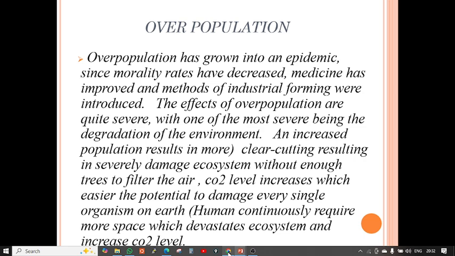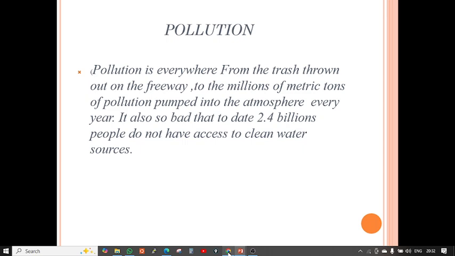Then humans consequently require more space, with the industry, ecosystem damage and increasing CO2 levels. Even though there are great consequences from all these things, humans are forced to do this. If you do not build industry, do not cope with development, then you cannot grow, you cannot compete with developed countries. So it is very necessary to maintain a balance between the environment as well as development. So pollution is everywhere, from the trash, from the freeway.